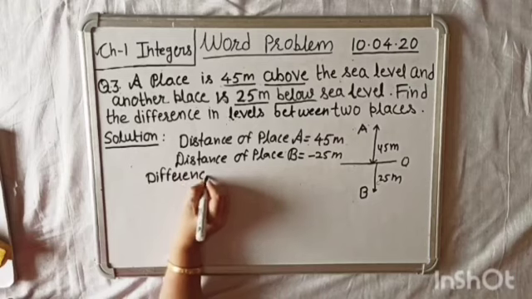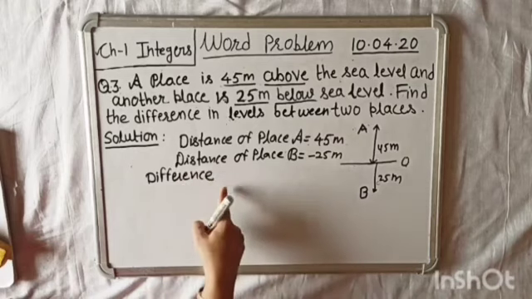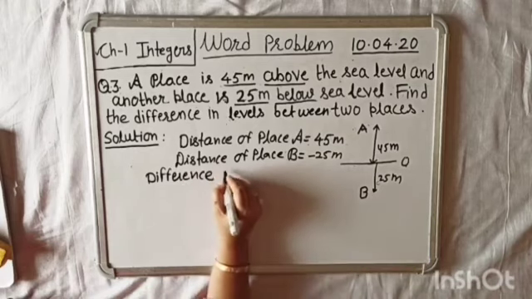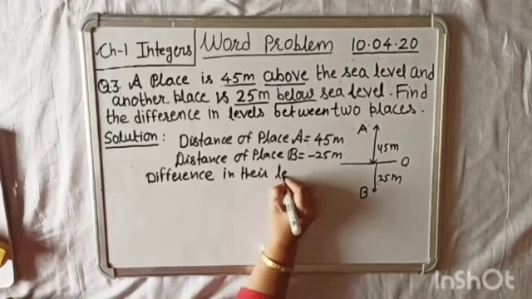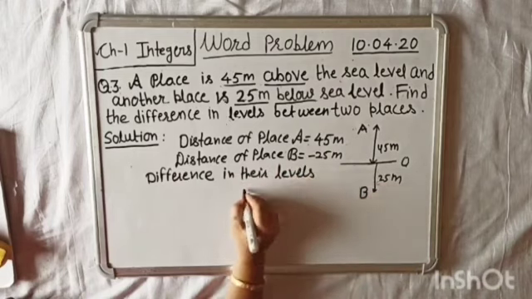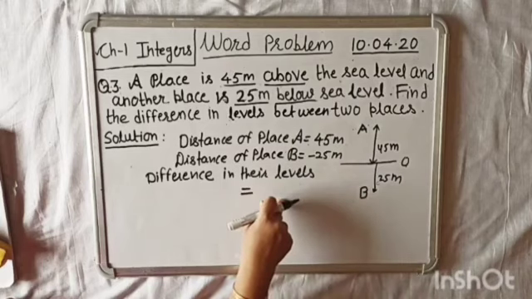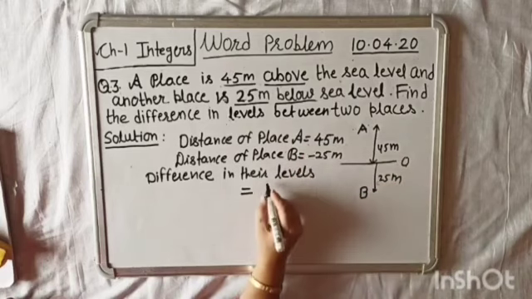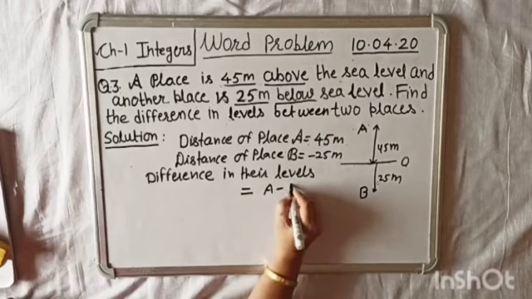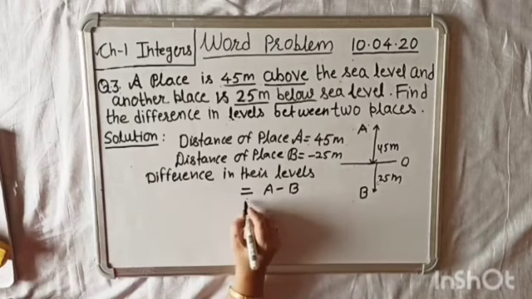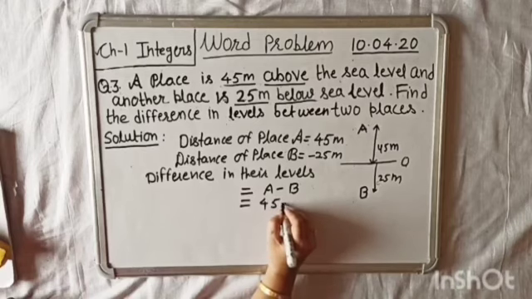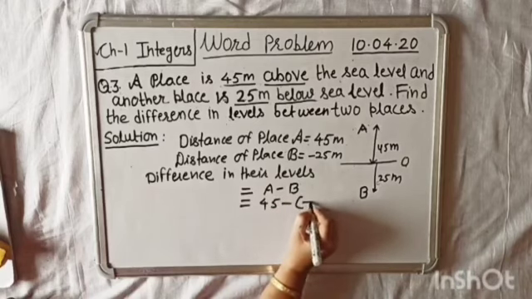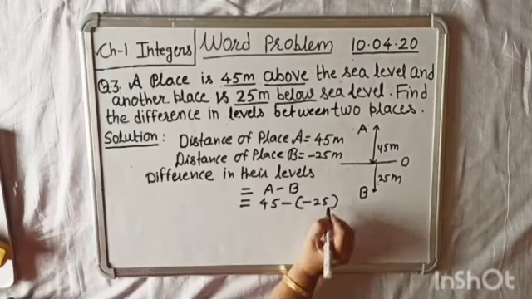for finding difference, you always do subtraction. So, difference in their levels, you have to subtract their distance. So, it means distance of A minus distance of B. Okay. So, that will be 45 minus, and distance of B is minus 25.